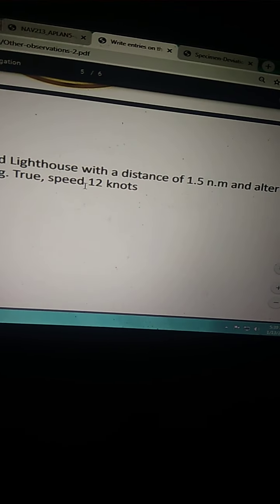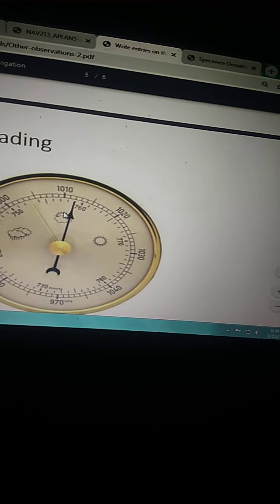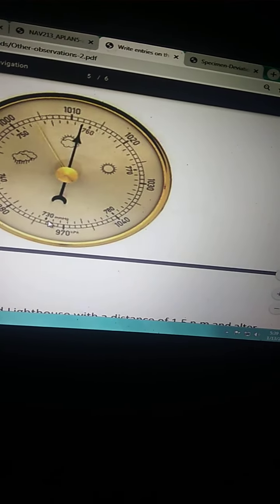So how do we get the barometric measure? As you can see at the barometer reading, it is 112 millibars. And how do we get our temperature reading? So we get that from here, because, see at the red line, it is 24.